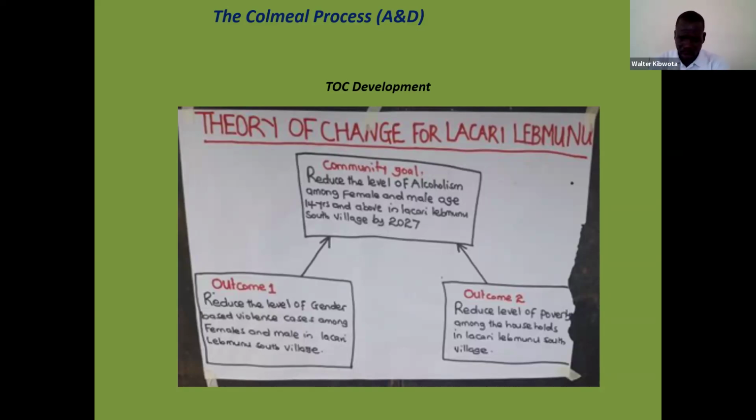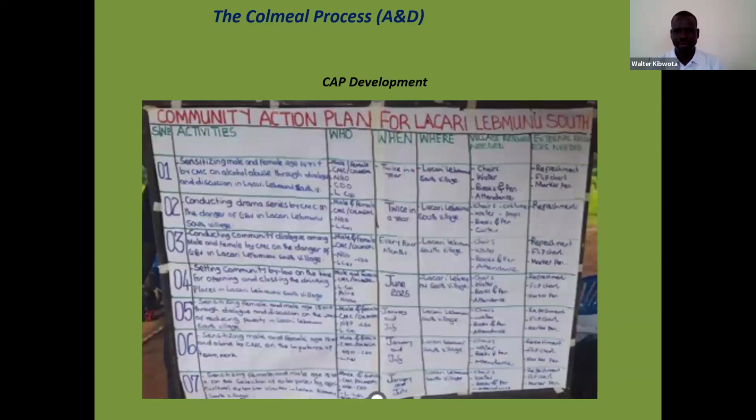Then another root cause that they found was also causing alcoholism. It was very unique: they were saying the level of poverty, they are very poor. That's why sometimes they end up drinking alcohol, so that when you drink alcohol, you forget about your problem. So that is how they designed their theory of change. We can move to the next one.